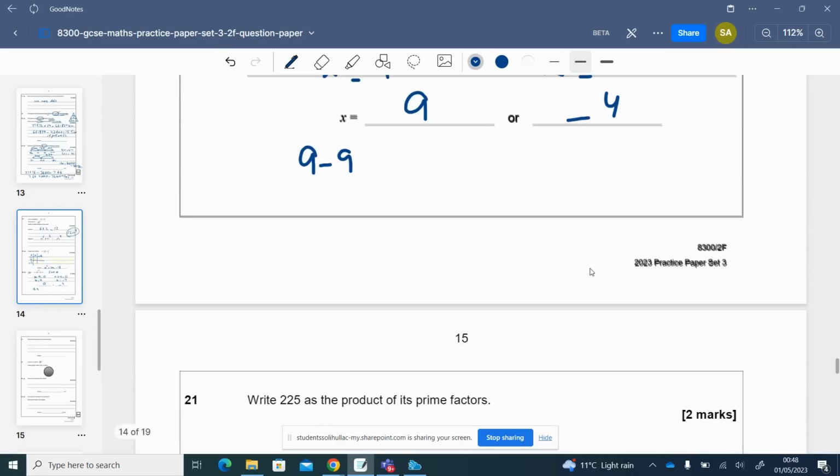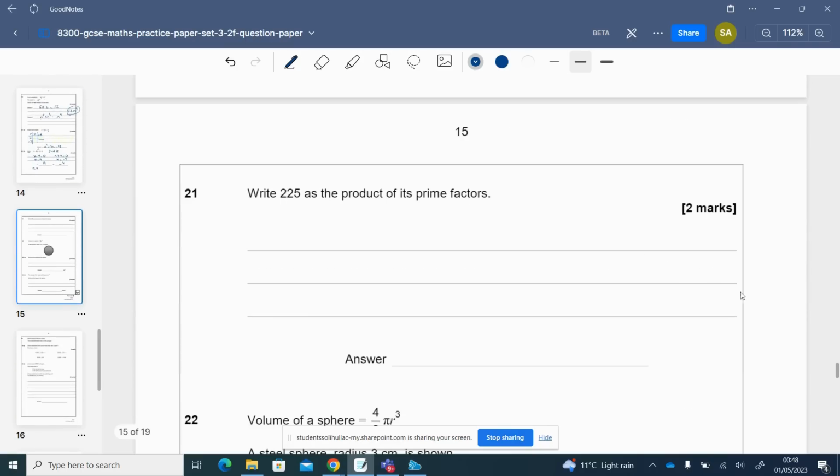Okay. Question number 21. Write 225 as the product of its prime factors. Now, prime numbers are the numbers which come only in one's times table and in themselves. They don't come in any other times table. Okay, so there are different ways which you can start making the prime factor tree. For example, you can start with 3. 3 times 75 gives you 225. And then you break 75 into two parts, which gives you 3 times 25.